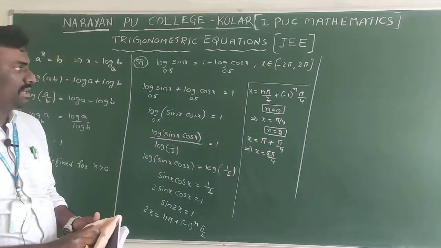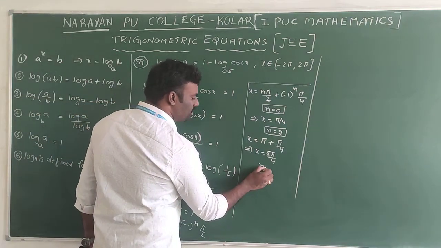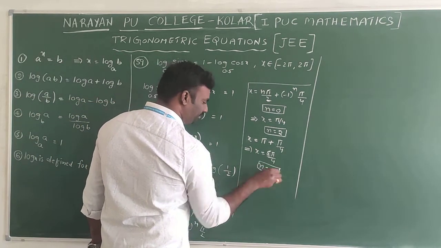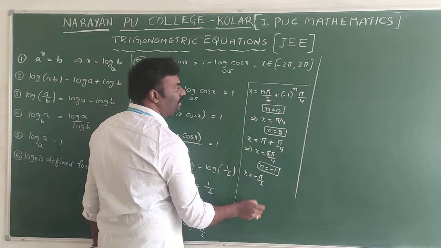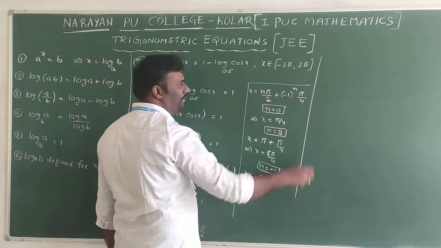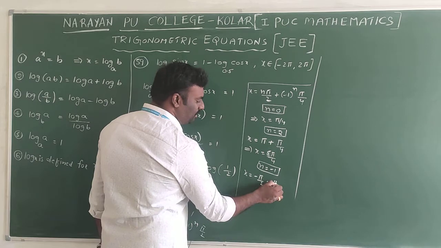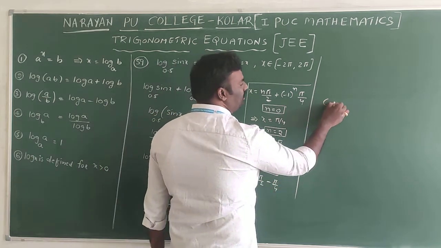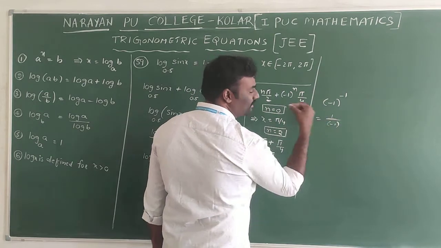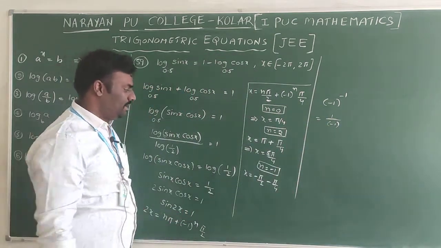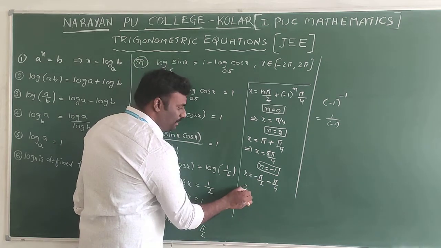Next you take some negative values also. So I am substituting n equals minus 1. Then minus 1 means minus pi by 2. Minus 1 whole power minus 1, that is minus 1 only. Now you will get minus pi by 2 plus minus 1 whole power minus 1, pi by 4. This can be written as 1 by minus 1, that is nothing but minus only. Now if you simplify, 4 is the LCM, minus 2 pi minus pi, minus 3 pi by 4 you will get.